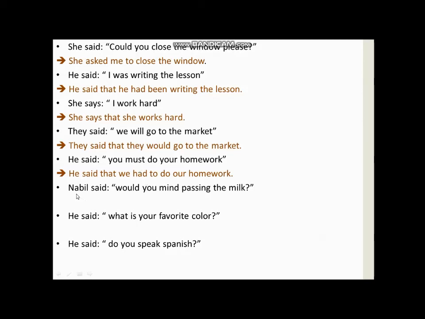The next sentence, Nabil said, "Would you mind passing the milk?" So what is this? This is a request. So we can say, Nabil asked me to pass the milk.